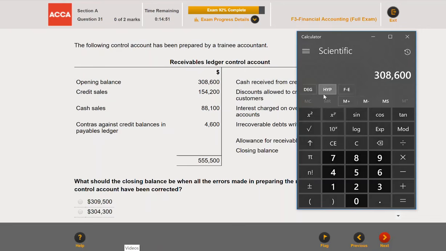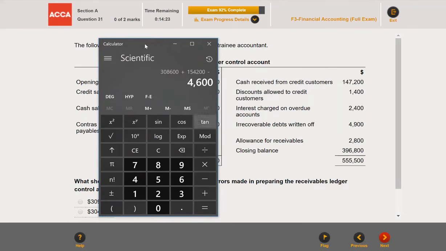So credit sales. Credit sales would increase receivables. So plus. And then cash sales. Cash sales does not have any effect on receivables. Contra against credit balances and payables. Remember, contra is always debit payables, credit receivables. So minus. Cash received from credit customers. Cash received is a credit. It decreases receivables. So minus.